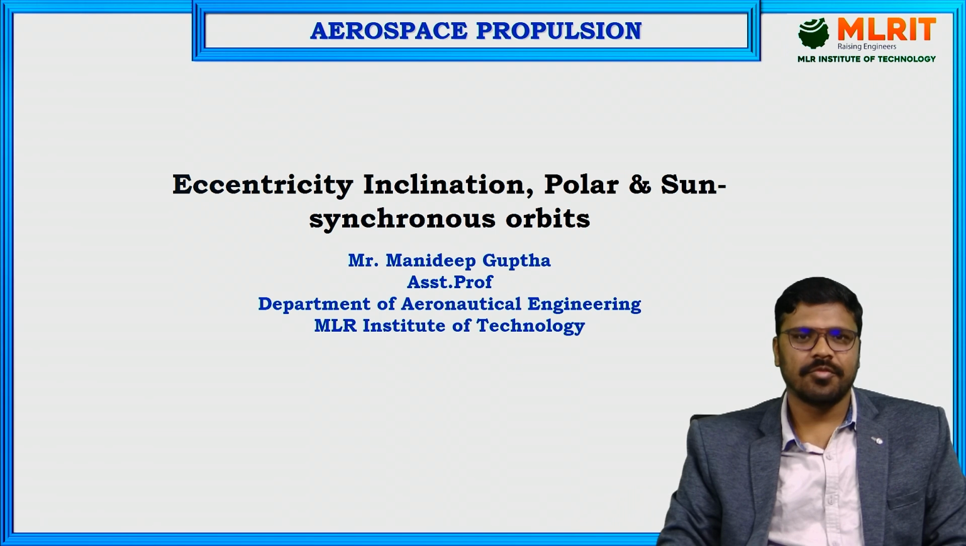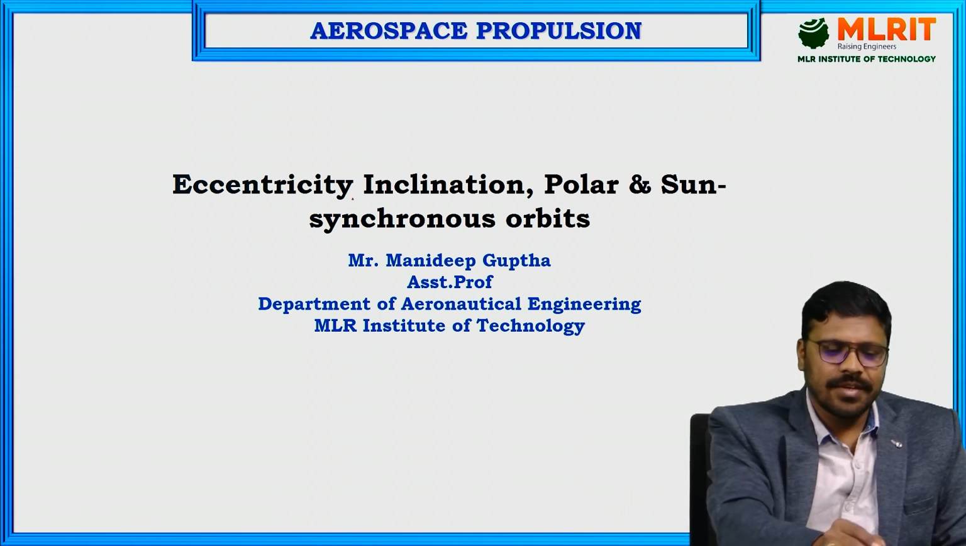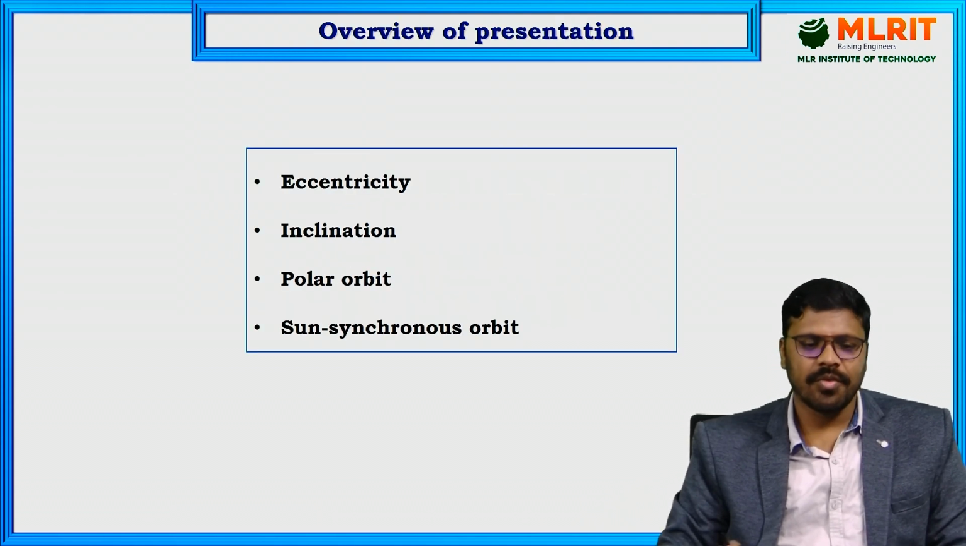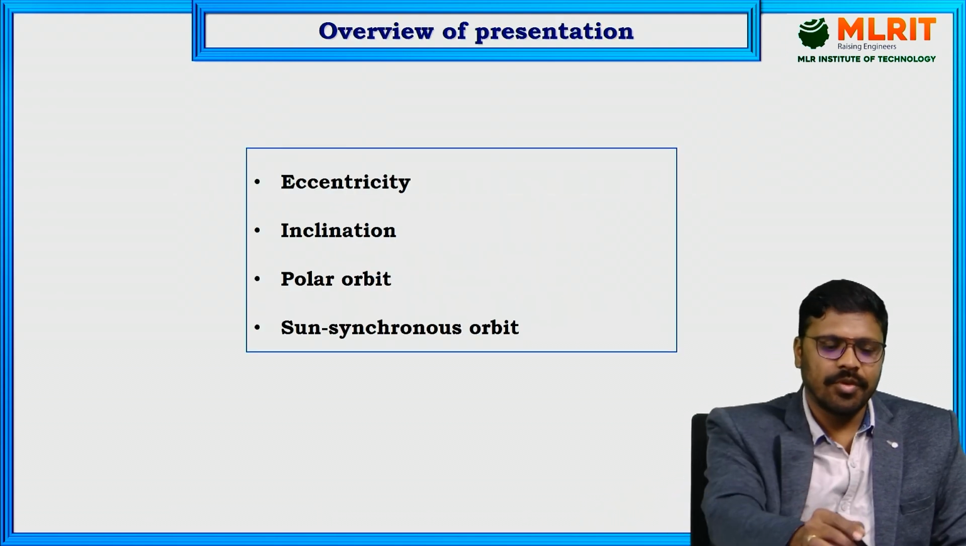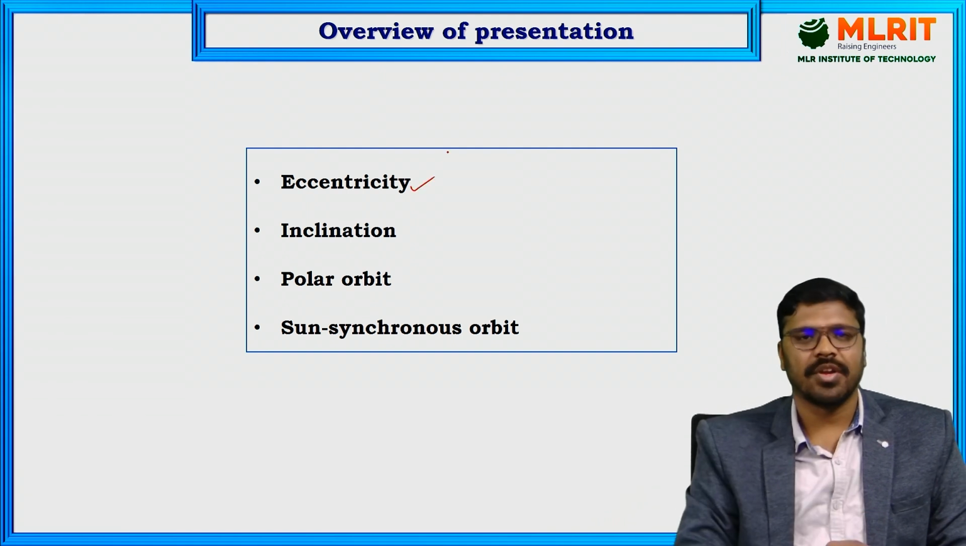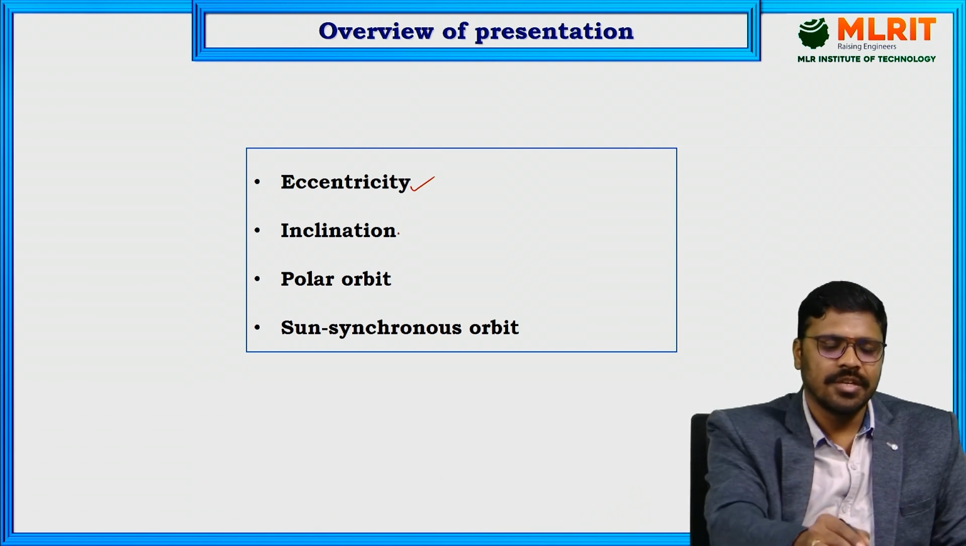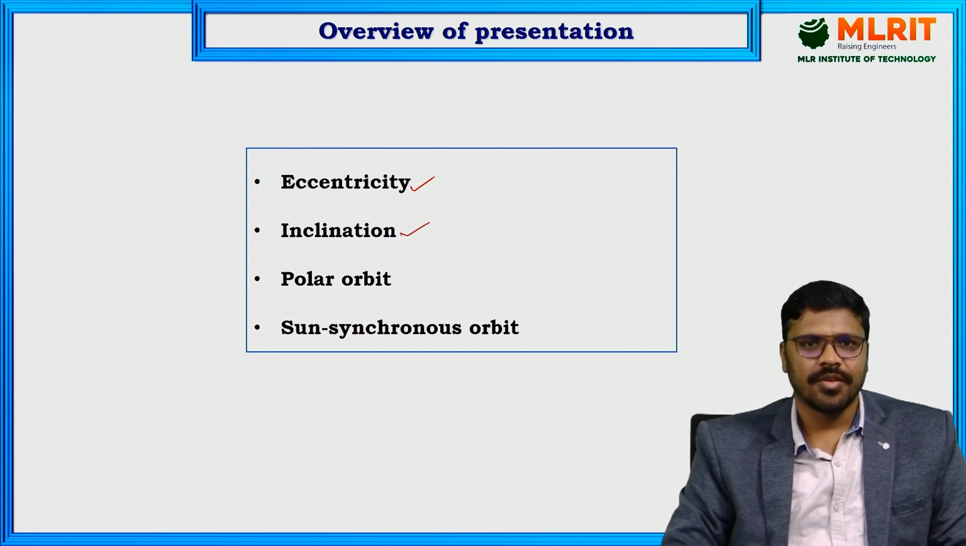Today, the topic which we are going to discuss is eccentricity, inclination, polar and sun-synchronous orbits. So, coming to the overview of today's presentation, we are going to discuss what is eccentricity of an orbit, how do we calculate this eccentricity, and what is the effect of this eccentricity on a particular orbit. Next, what is the inclination of an orbit? How do we calculate inclination? The definition of inclination.